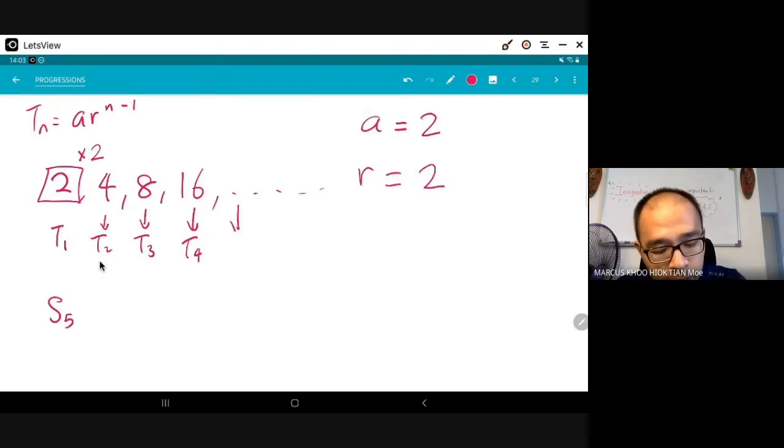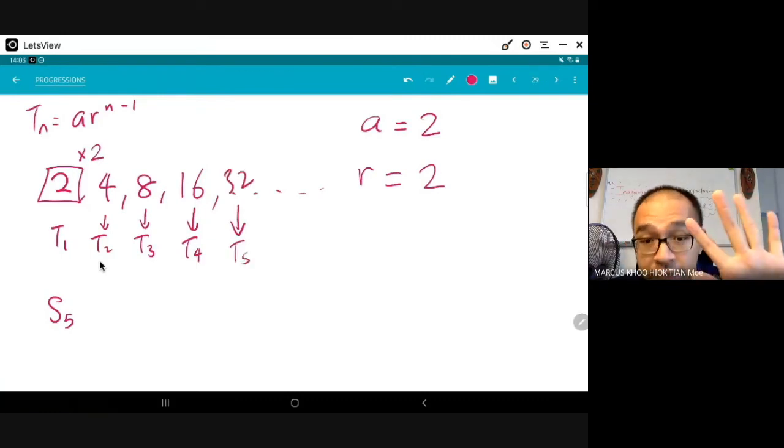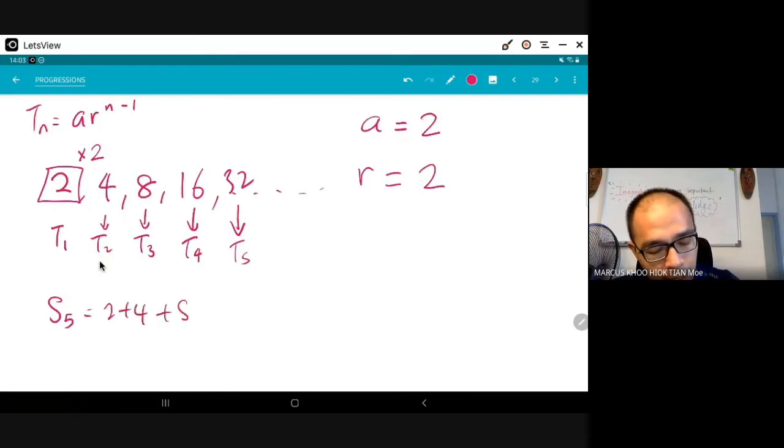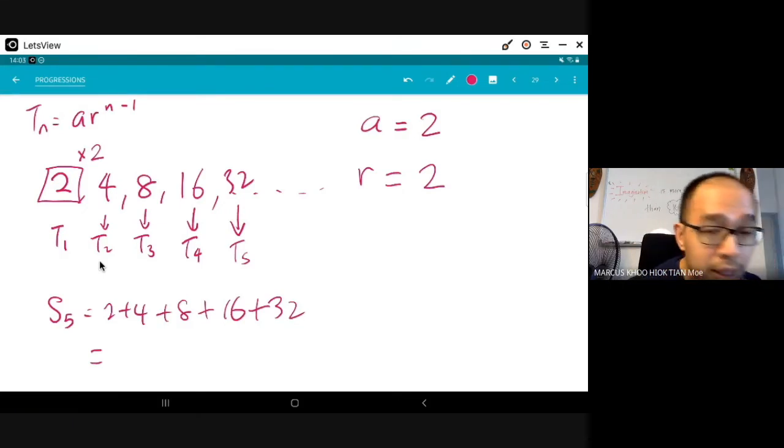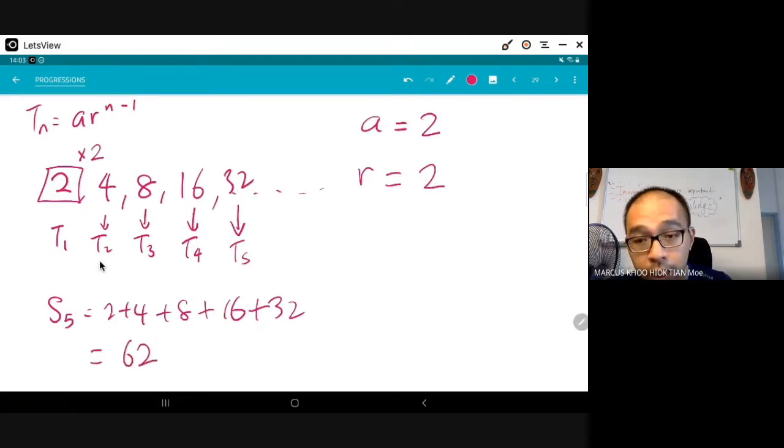What is the fifth number in this progression? 2, 4, 8, 16, the next number? Okay, 32. So, S5 means 2 plus 4 plus 8 plus 16 plus 32. Okay, we can count it manually. Actually we can calculate this manually. How much would you get? 2 plus 4 plus 8 plus 16 plus 32. You get 62. Okay, now let's use the formula that we just learned.